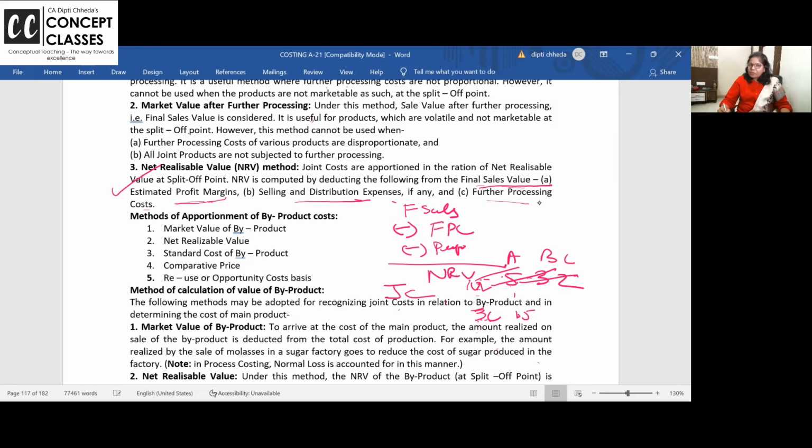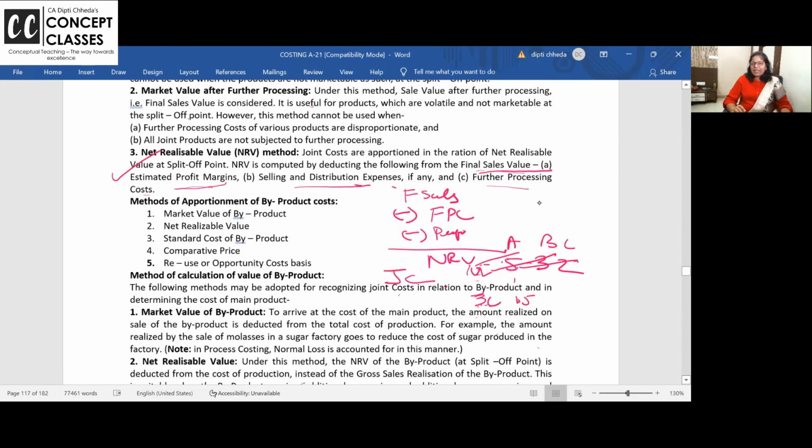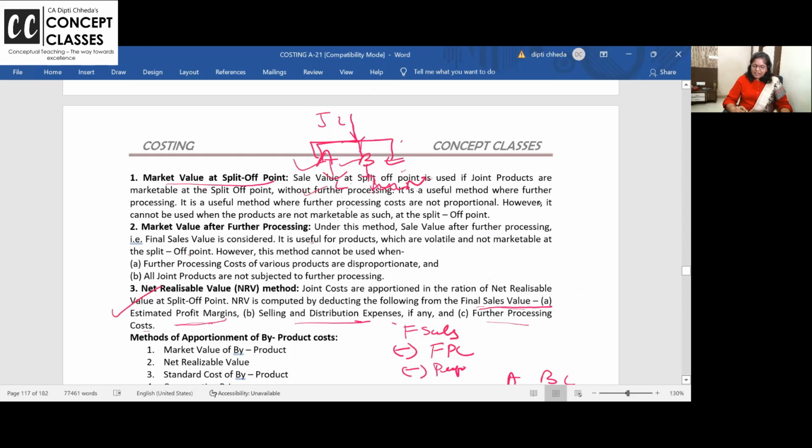You can divide and put it in memory and then multiply by 5. Multiply for the overhead chapter, for joint product, byproduct. You need to have a super good speed with your calculator. Clear or not? So that's why I'm saying for the NRV method और ये सब के लिए calculator में speed अच्छा होना चाहिए. Are all the methods clear to you?